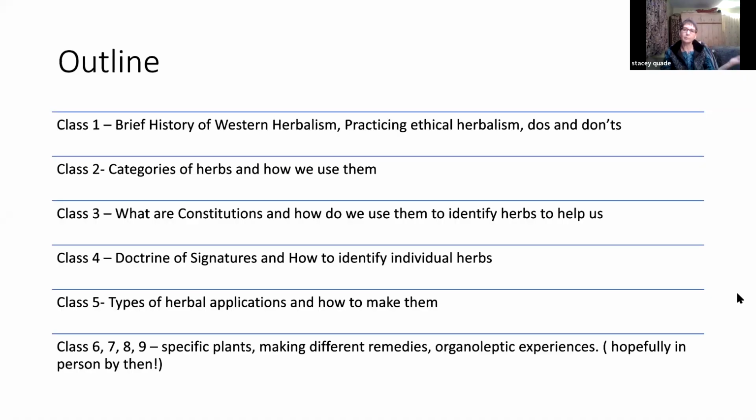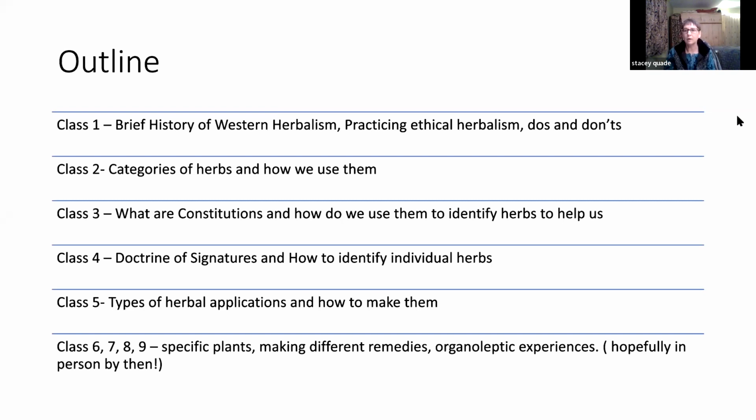So here's our outline. Tonight we're going to talk about a brief history of Western herbalism, where our roots come from, how it all fits together and has evolved to the current day. Next week we're going to talk about different categories of herbs, how we define them and break that down, and then how they're used.